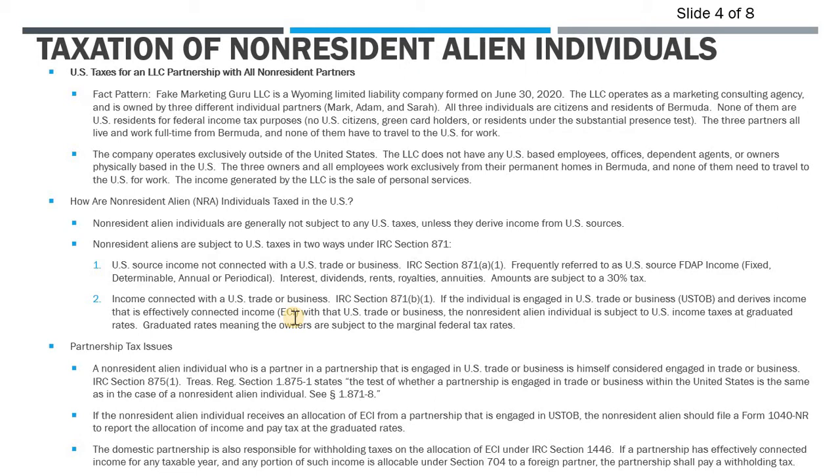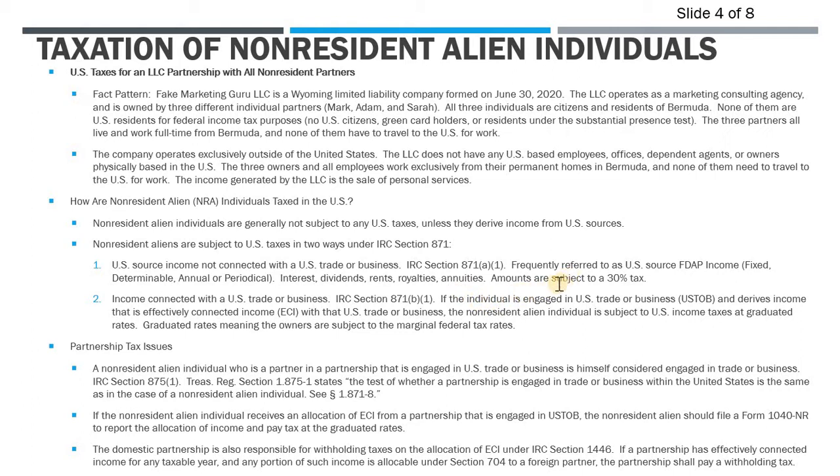So non-residents are subject to tax in principally two ways. If we look at Code Section 871, the first one is U.S. source income that's not connected with a trade or business. This is outlined in 871(a)(1), and it is frequently referred to as FDAP income. FDAP income is fixed, determinable, annual, or periodical income. It's generally the types of passive portfolio income. So if you're investing in U.S. source interest, dividends, rents, royalties, annuities, there's a whole list of other items, those amounts are subject to tax in the U.S.